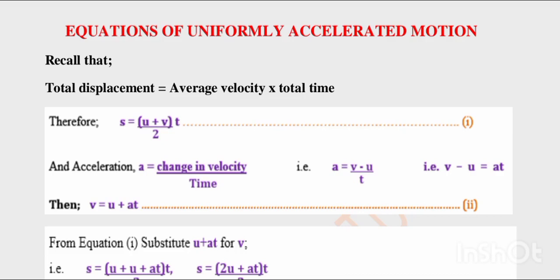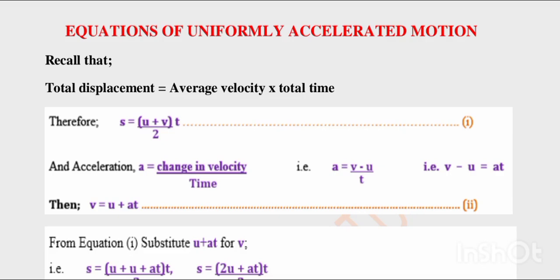Okay, to start with, we are going to recall the definition of total displacement that we discussed in one of our previous videos. In that video, we mentioned that total displacement equals average velocity multiplied by total time. That is the product of average velocity and time. That is what our total displacement is.